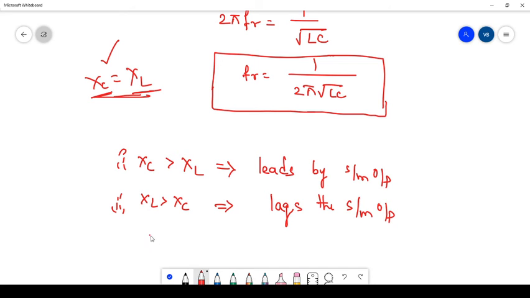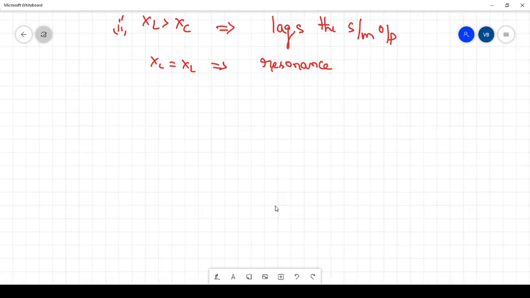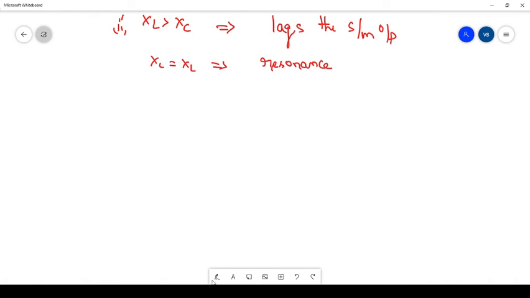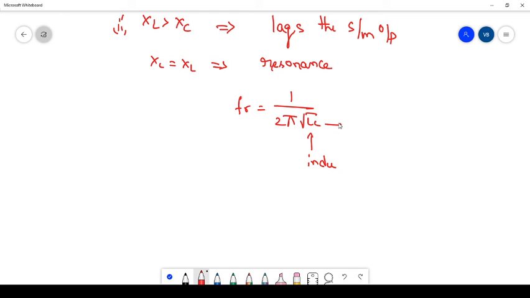Okay, if XC is equal to XL, then in this condition we are going to get the resonance. So this is the condition, XC equals XL, then only we are going to get the resonance. At the resonance, what is the frequency? FR is equal to 1 by 2 pi under root of LC. What is L here? That is the inductor. And what is C here? That is the capacitor, capacitance value. What is FR? That is the resonance frequency.